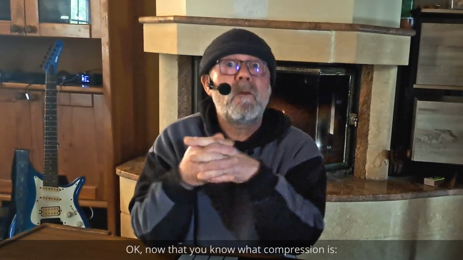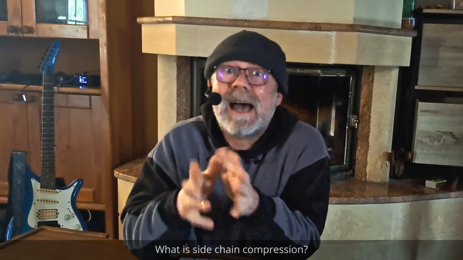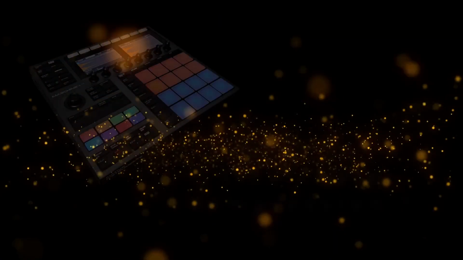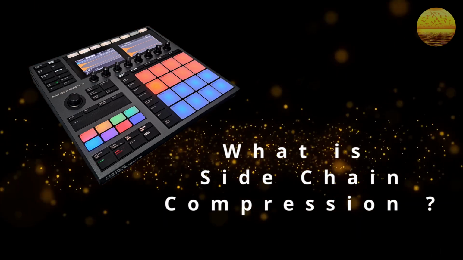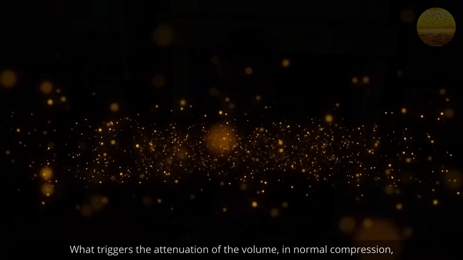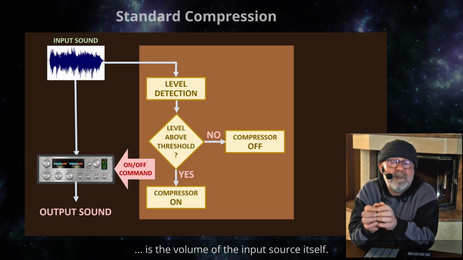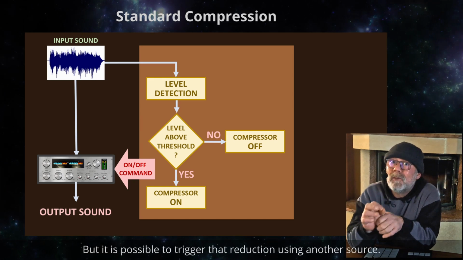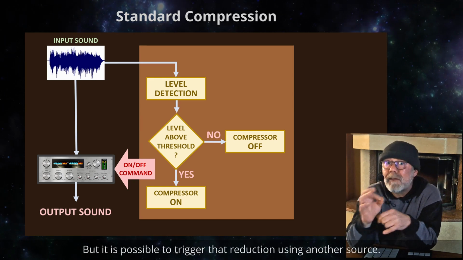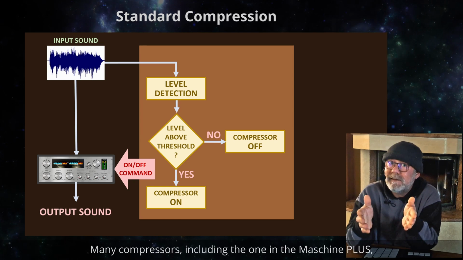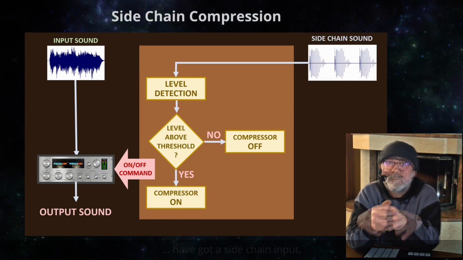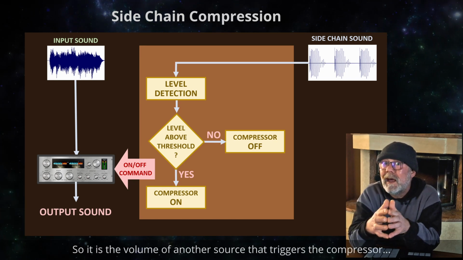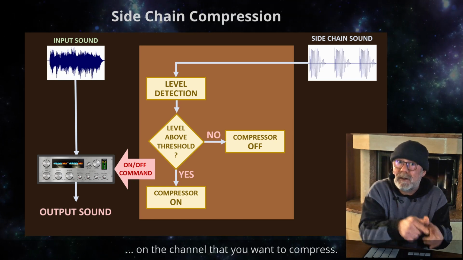Okay, now that you know what compression is, what is sidechain compression? What triggers the attenuation of the volume in normal compression is the volume of the input source itself. But it is possible to trigger that reduction using another source. Many compressors, including the one in the Maschine PLUS, have got a sidechain input. So it is the volume of another source that triggers the compressor on the channel that you want to compress.